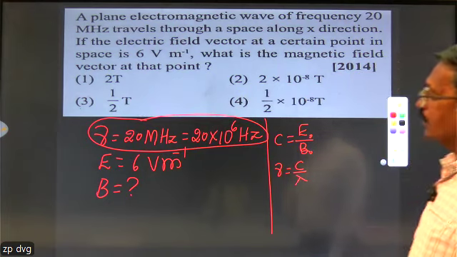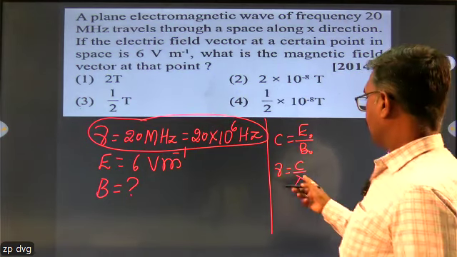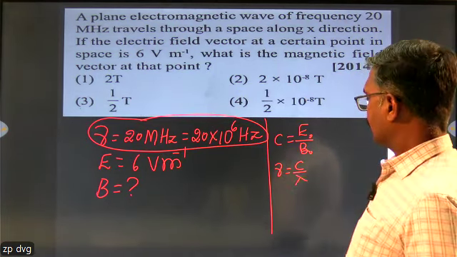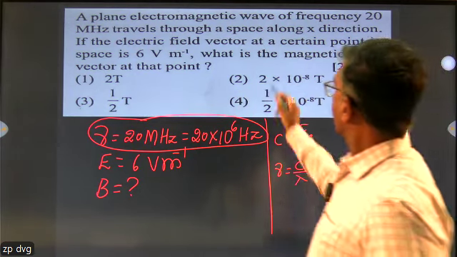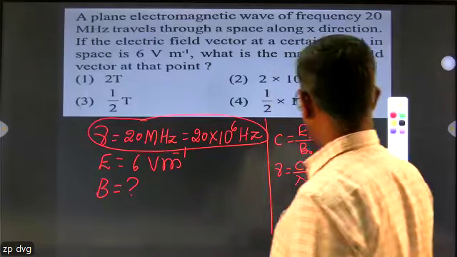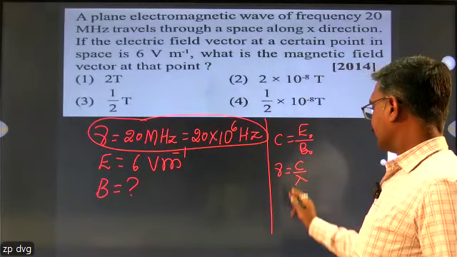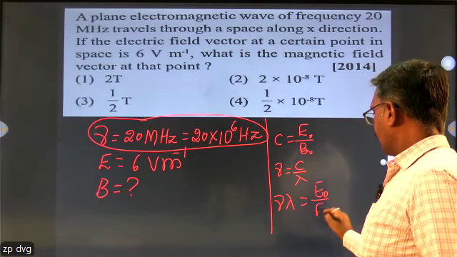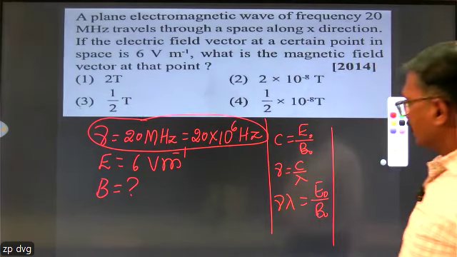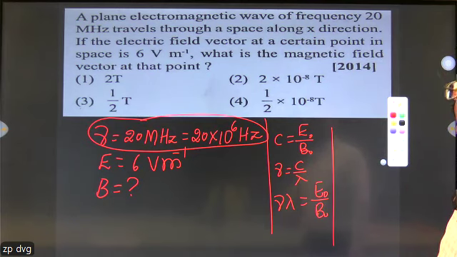You know B is equal to C by lambda, or C can be written as mu into lambda. So what is the magnetic field vector at that point? What is the magnetic field? So C can be written as mu lambda is equal to E naught by B naught. So what was asked is the magnetic field.